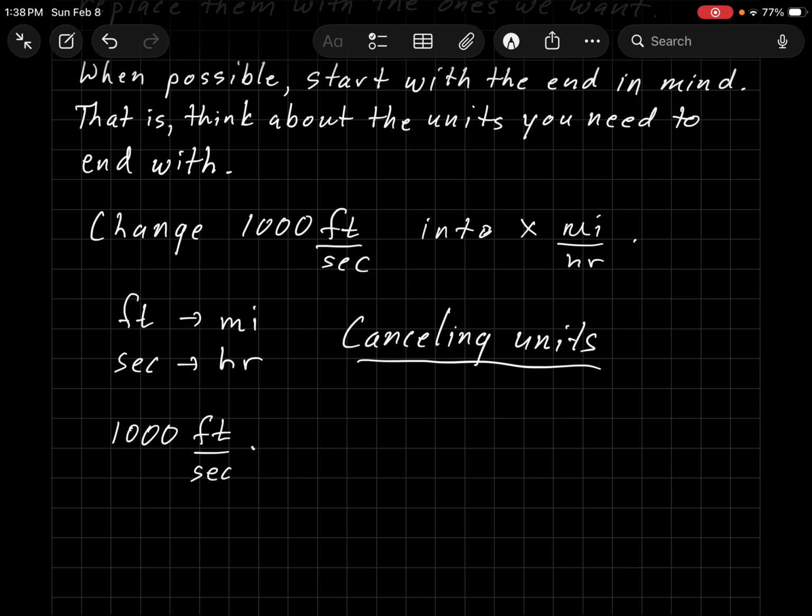To do that, we're going to multiply by something that has feet down there in the denominator. Why would we want to do that? It's simple, because now feet will cancel, just like x over x is 1, except when x is 0. Feet over feet cancels and goes away. And then I need miles up top, so I'll put miles. And we need to find the conversion factor between miles and feet. Well, I know that there is 1 mile in 5,280 feet. So we're already halfway there.